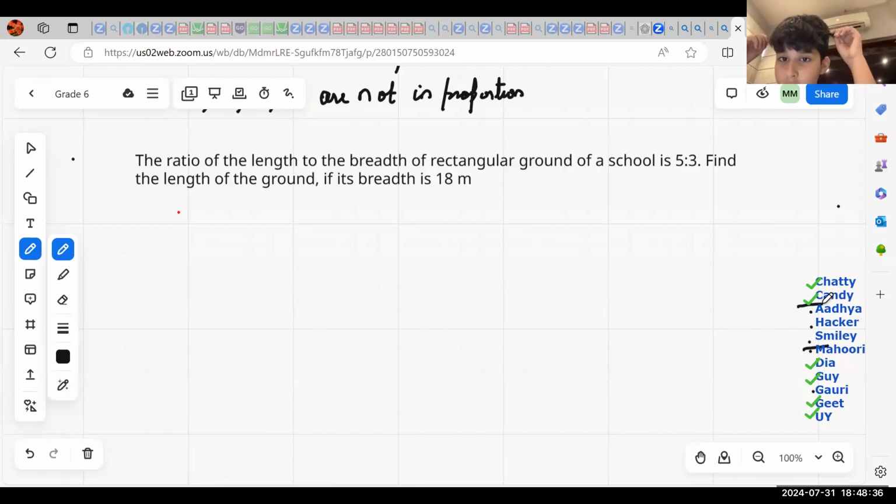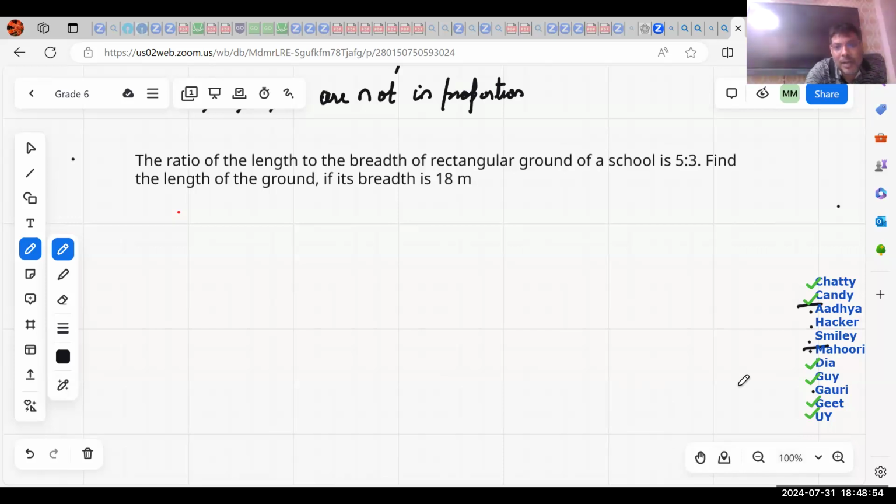The same here, I also forgot. Smiley, what about you? Sir, can I speak the answer? Yes. 13 meters. What? 30 meters.